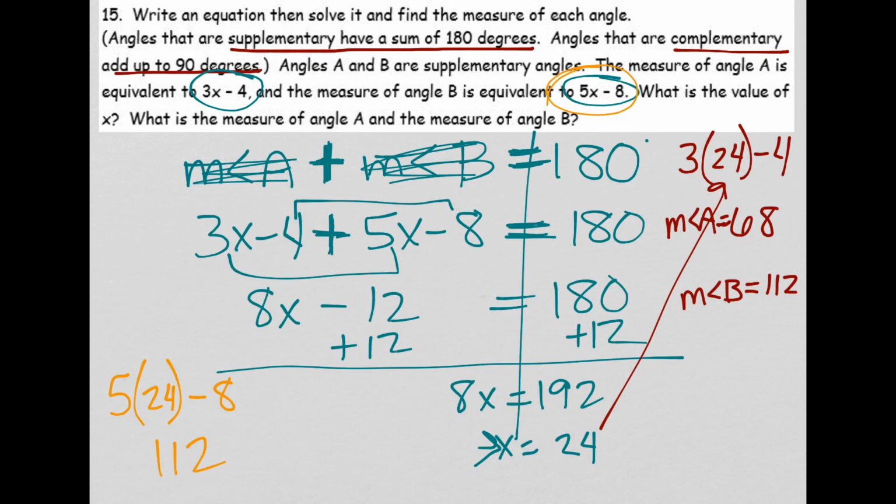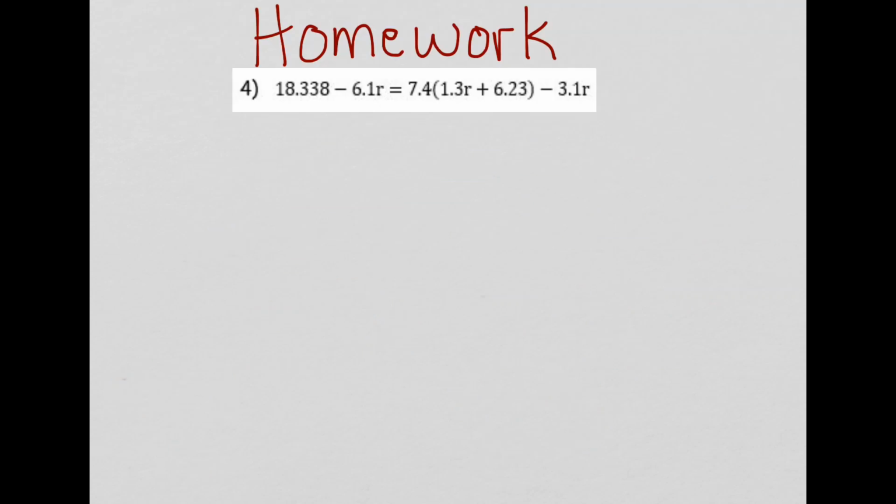So if you can't remember those, you might need to get those into long-term memory. Make some flashcards. Supplementary is the sum of 180. Complementary is the sum of 90. Vertical, they're equal. Alternate interior, they're equal. Alternate exterior, they're equal. Corresponding, they're equal. Okay? Got to get those learned.